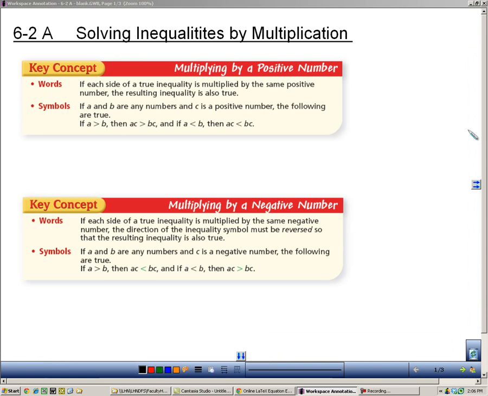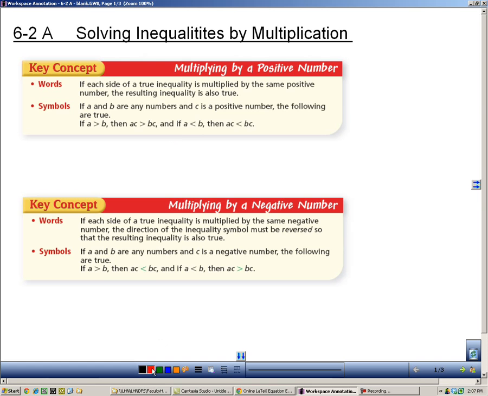Section 6.2a is about solving inequalities with multiplication. In the last section we did addition and subtraction, so it makes sense that now we're going to use multiplication. There isn't a whole lot of difference. There's a multiplication property when you multiply by a positive number, and that just says when you multiply both sides of an inequality by the same value, the inequality stays the same.